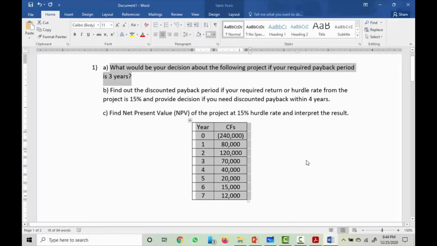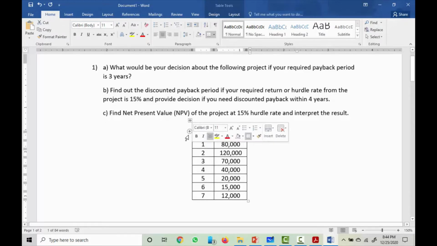So this is the data we have about the project. Here we can see that at period 0 there is a negative cash flow. That means this is the initial investment we need to make. So at period 0 we need to make an initial investment of 240,000 taka in the project or business.